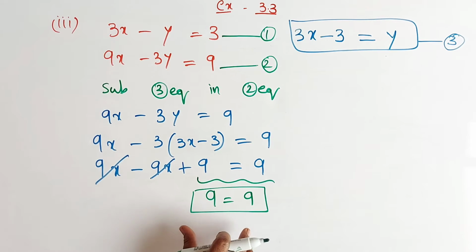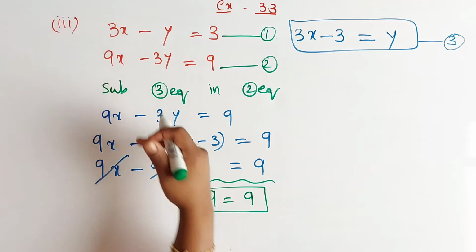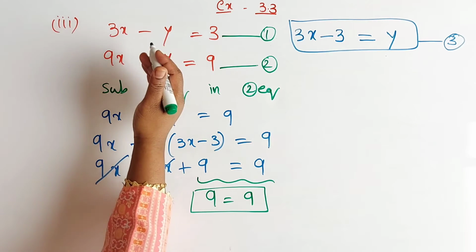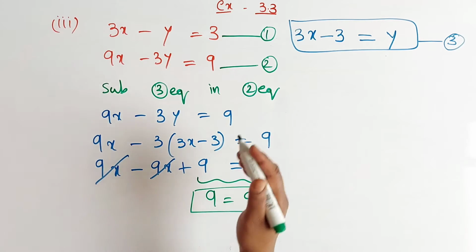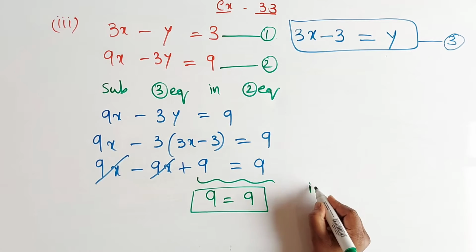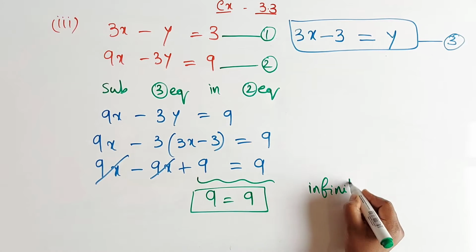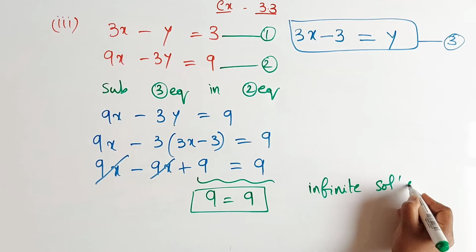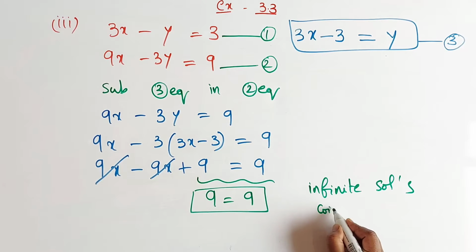Hence we can say that the given pair of equations has many solutions. Many possible solutions. Therefore the given pair of equations has infinite solutions, children. Infinite solutions means these are coincident lines.